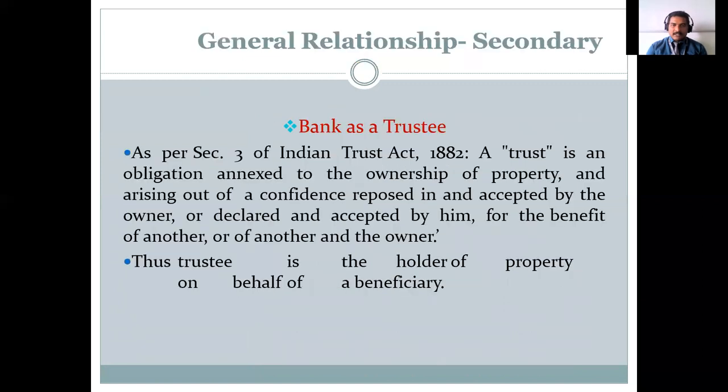The next type is bank as a trustee. These are all secondary relationships. Why do we say primary and secondary? The primary transaction is common in all kinds of banking businesses. The secondary is not the primary purpose of banking. Some additional services are done by the bank, and those are categorized as a secondary relationship between the banker and customer.